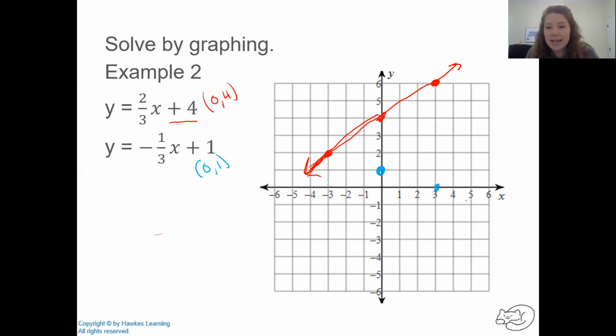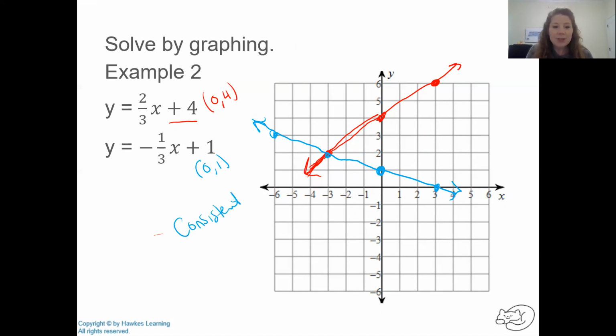Well, obviously my lines aren't going to intersect down here. They're going to intersect up here. So instead of going down and right, I'm going to do the opposite. I'm going to go up and left. 1, 2, 3. Up, 1, 2, 3. So here I see, if I connect these dots, our two lines intersect, so we know they're consistent.